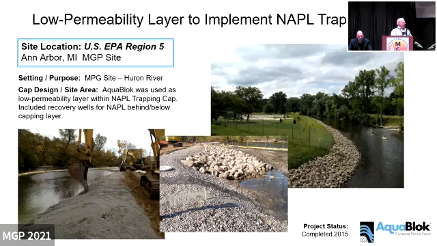Then they implemented this capping layer here, which was a combination of AquaBlok with gas transmission. They installed some wells underneath so they could monitor what was going on underneath the cap and do extraction of any free NAPL if that ever took place. And you can see that this is the naturalized shoreline once the remediation was completed. So, a very successful project.